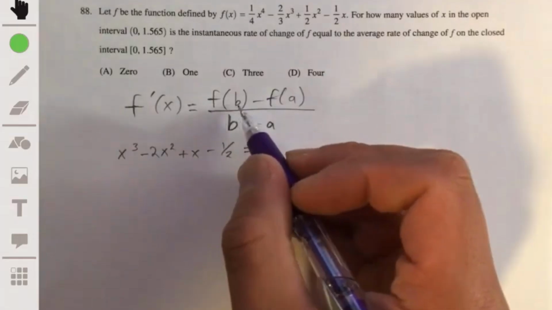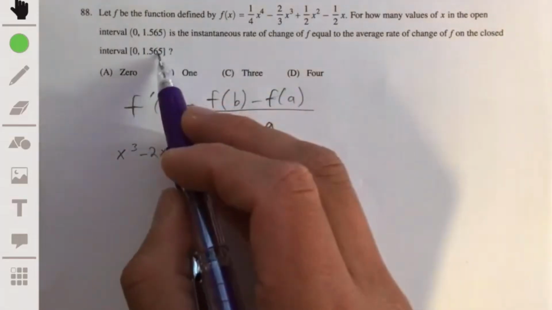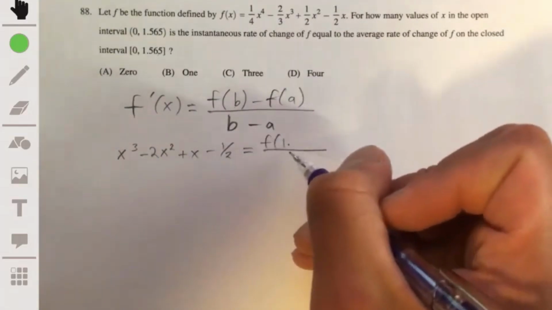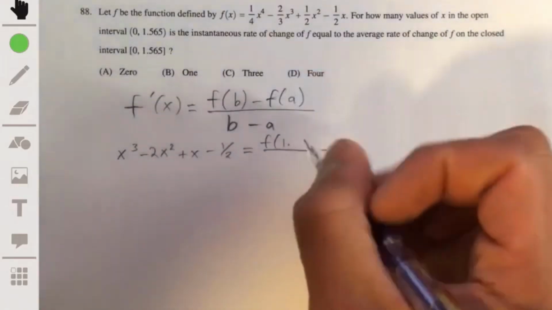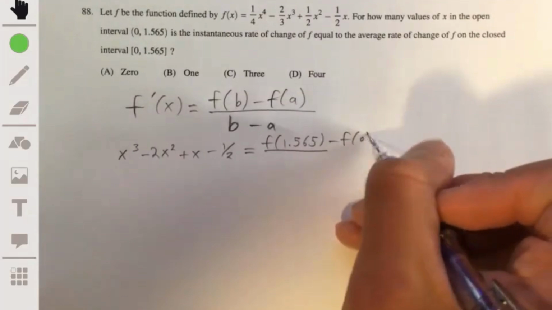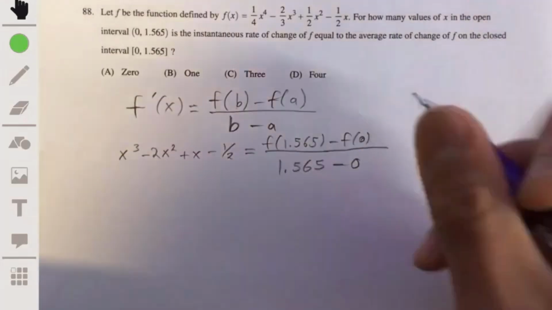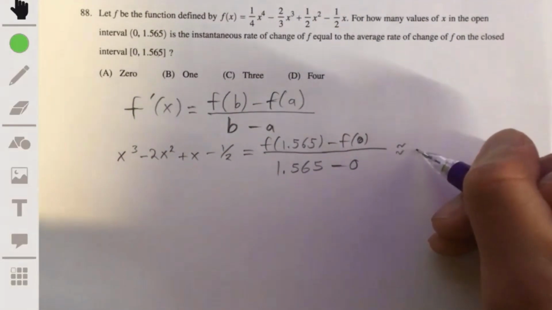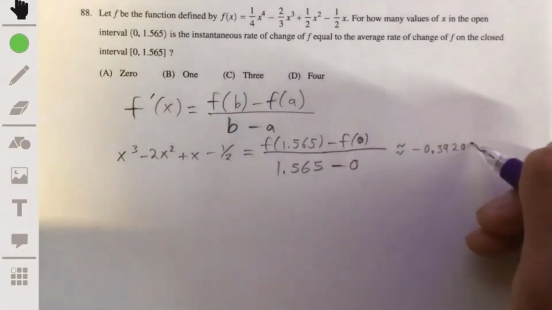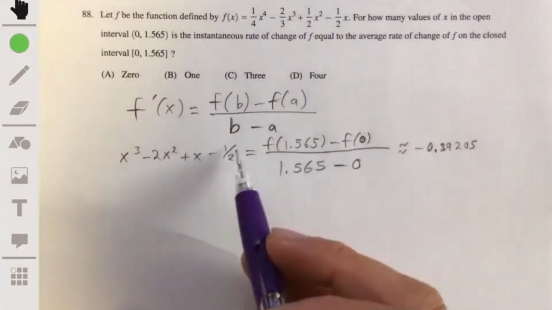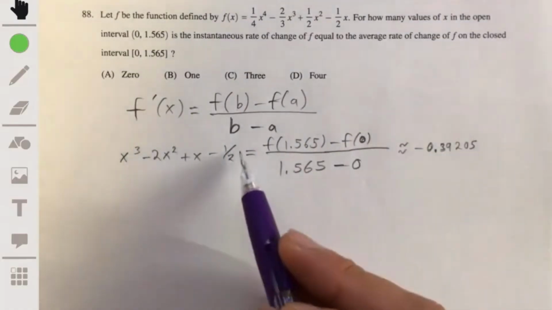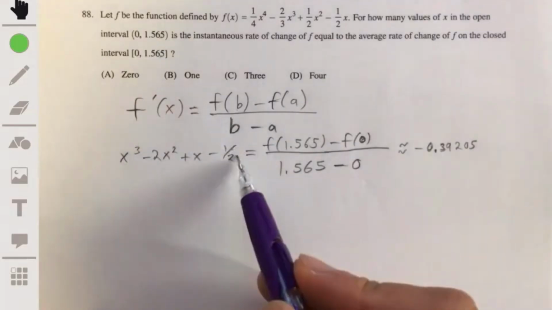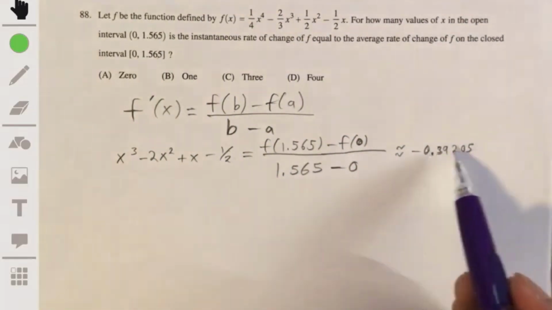f of b minus f of a, so f of 1.565 minus f of 0 over 1.565 minus 0. Let me punch it in my calculator. We get about negative 0.39205. Okay, so then we want to see when this function is equal to this value. So we just have to graph this and see at what point it equals this, if any.